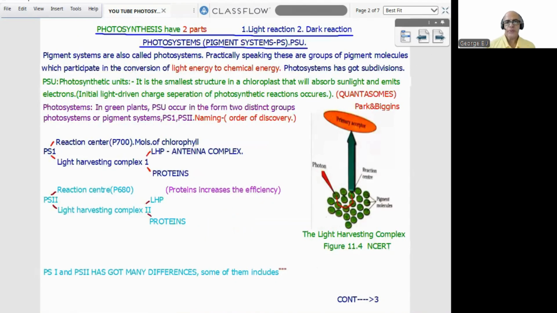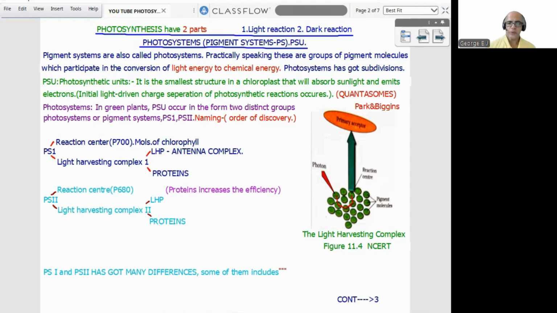So when we proceed to the next page, photosynthesis has got 2 segments. One is called light reaction. The other is called dark reaction. And the next item is photosystems, otherwise called pigment systems, short form PS. Then there is one more term, PSU, photosynthetic unit. So all this we will be observing.